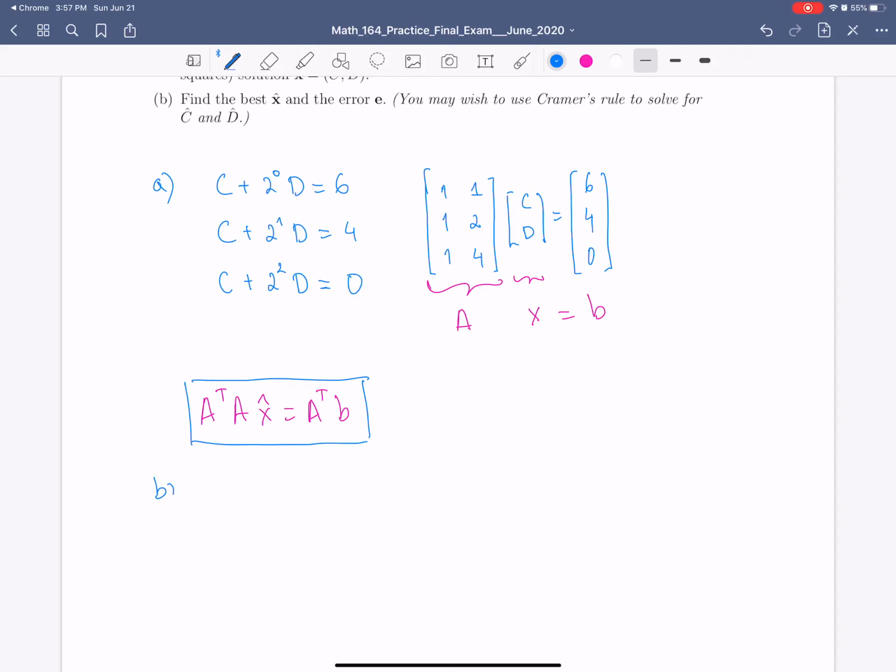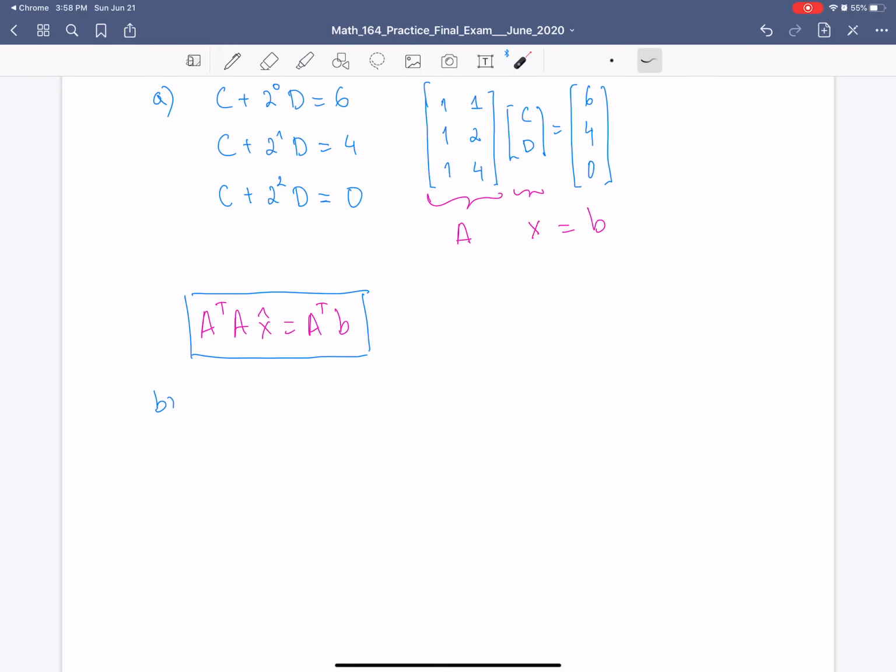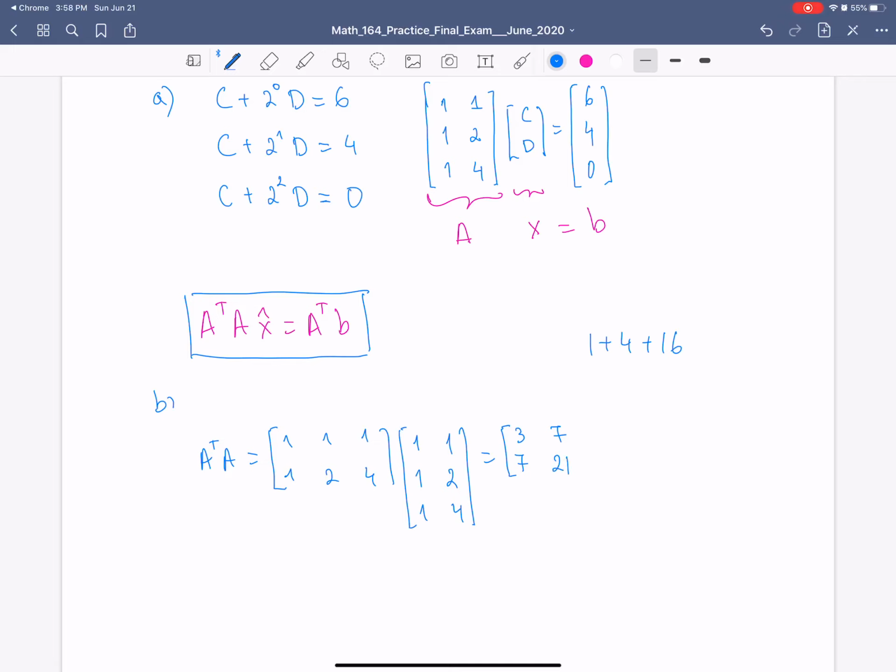Easiest thing is to first calculate A transpose A, and calculate A transpose B. This will be a vector with two components, and A transpose A will be a matrix that is 2 by 2, and we can solve the problem. So A transpose A equals 1, 1, 1, 1, 2, 4, times 1, 1, 1, 1, 2, 4. This matrix will be invertible because the columns of A are linearly independent. Here we have 3. Then 1 plus 2 plus 4 is a 7. A 7 here as well. And 1 plus 4 plus 16, that's a 21 right here.